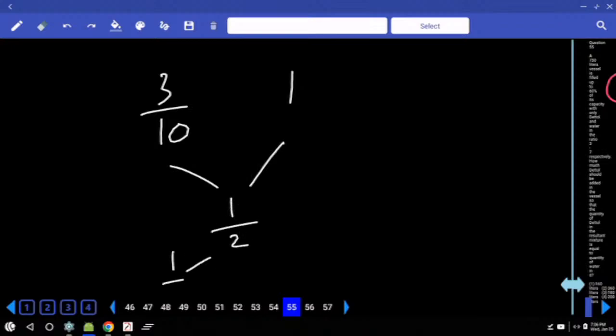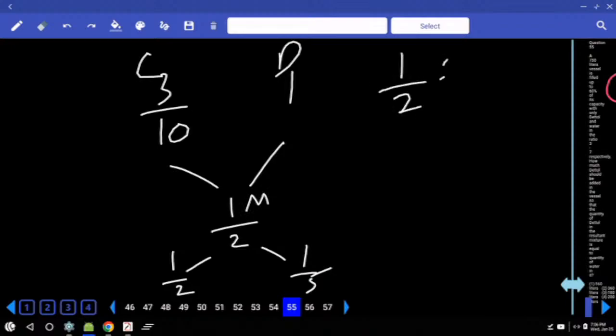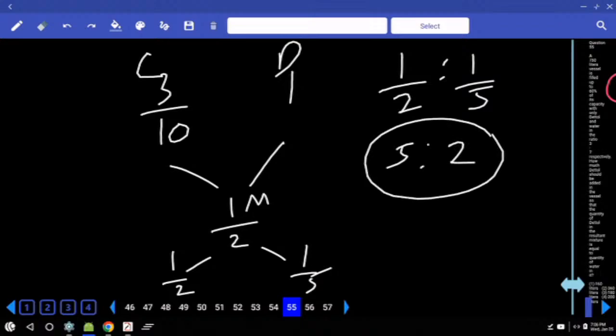Okay, I'll write it more legibly. 3/10, this is 1, this is 1/2. This comes to 1/2 minus 3/10, which is around 1/5. So the ratio is 1/2 is to 1/5. And how much have I got? 5:2.